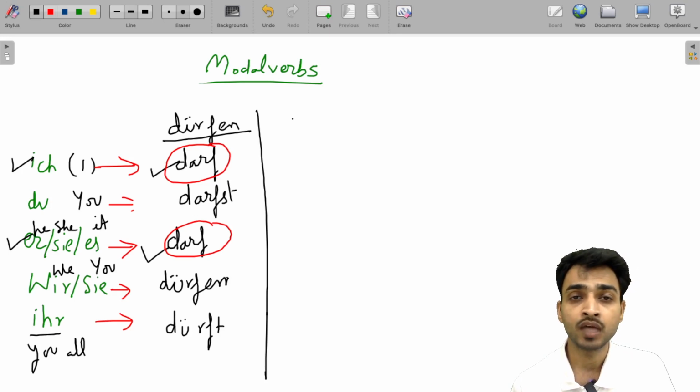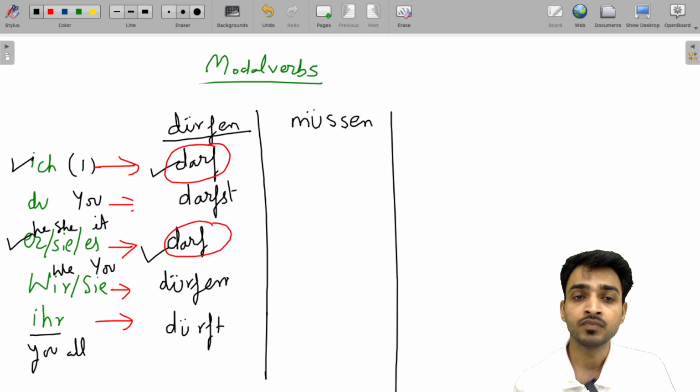Now we'll see another modal verb. It is called müssen. Müssen means must. Something which is a must for you, like we say I must. So ich muss. Du musst. You must, only a t. And er, sie, es, third person, is again the same. And wir also müssen.